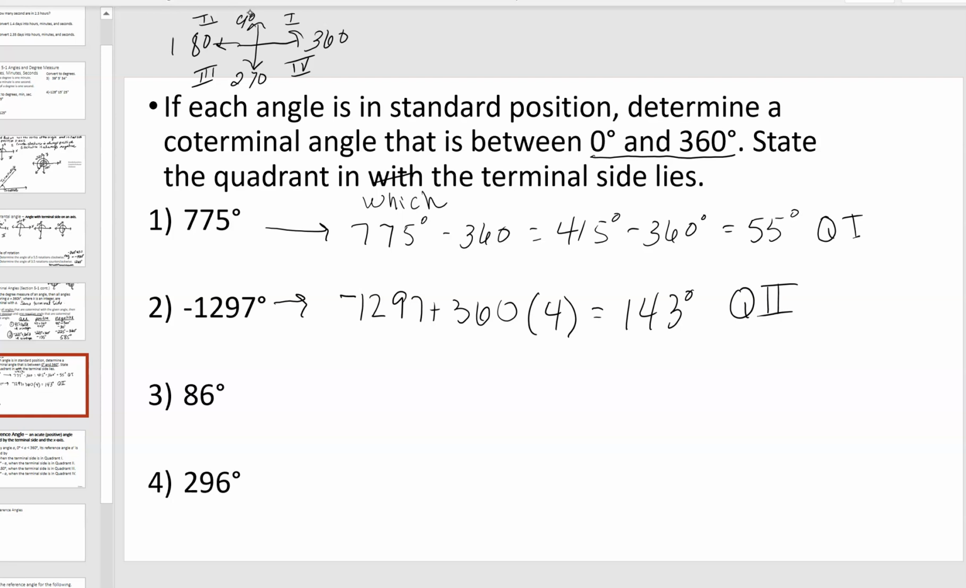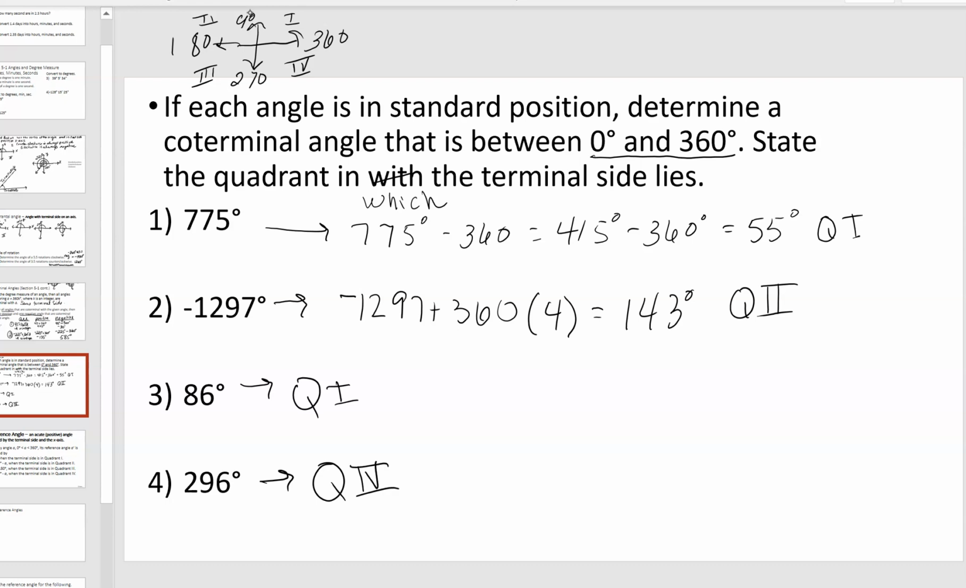Okay. Now in 3 and 4, I threw these in just for fun. If you look at 3, well, 3 is between 0 and 360, so there's nothing to do besides tell me what quadrant it lies in. Same with this one. There's nothing to do besides tell me what quadrant it lies in. 86 degrees lies in quadrant 1. 296 lies in quadrant 4.